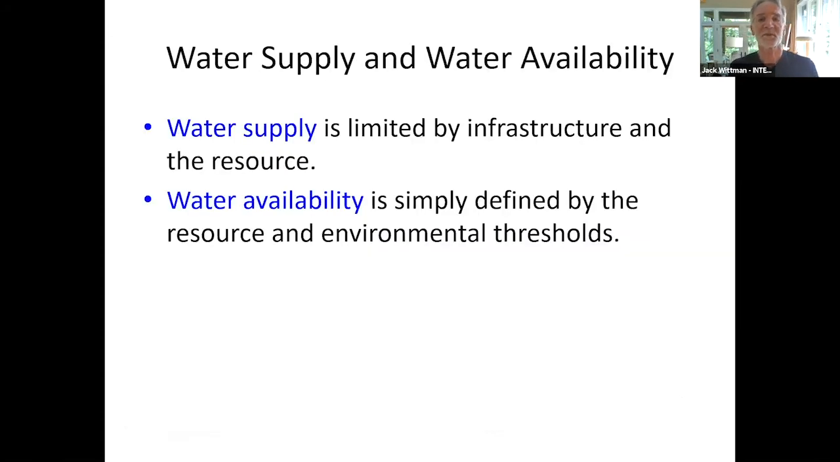So water supply is limited by infrastructure. That's what I talked about earlier, the engineered piece, because that's the amount that we can divert. Water availability, which is to me the resource, is more defined by the resource and the environmental limits that we put on how much we can take from the system.